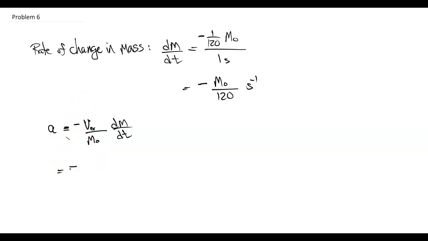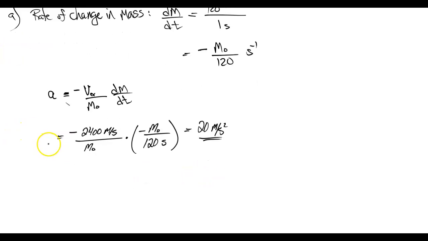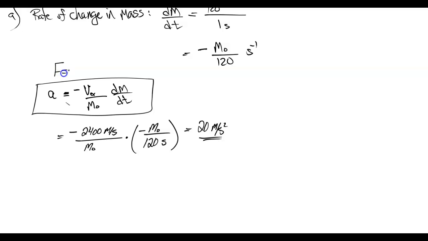So this is negative. We're told that it has a relative speed of 2400 meters per second. We don't know what the original mass is. We don't need it, actually, because our rate of change for the mass is given in terms of M0. And if we do this, we get about 20 meters per second squared, which are units of acceleration. So that tells us that this formula that we used is okay, which is a form of F equals ma again.